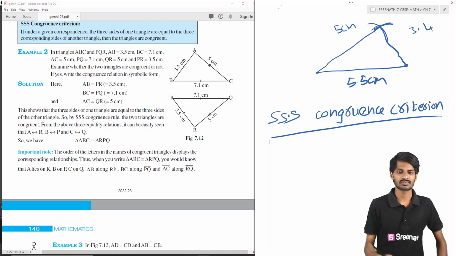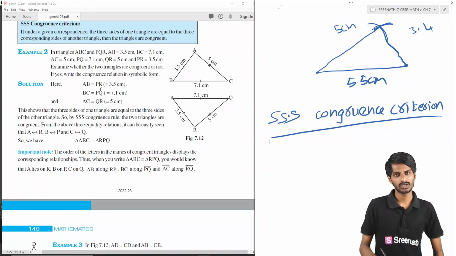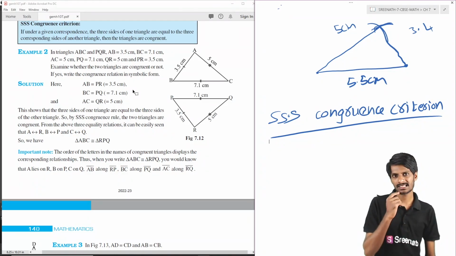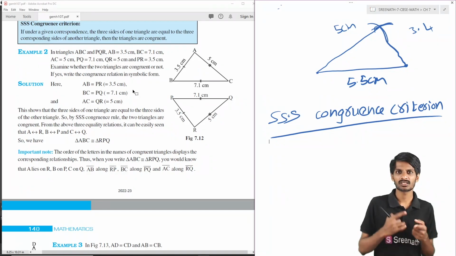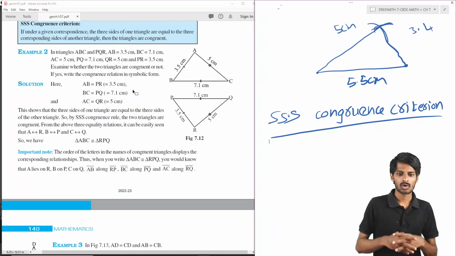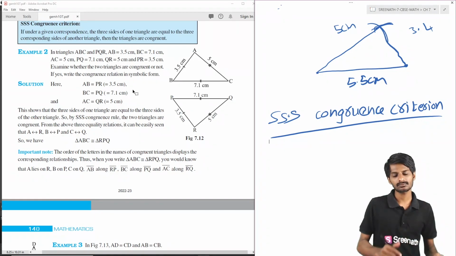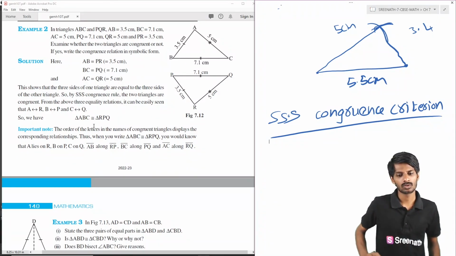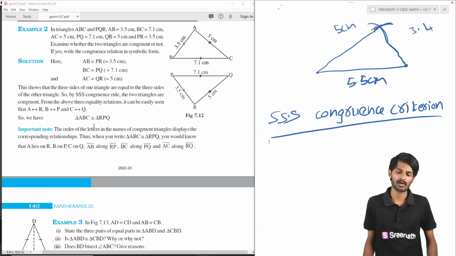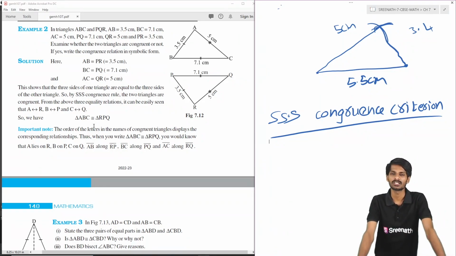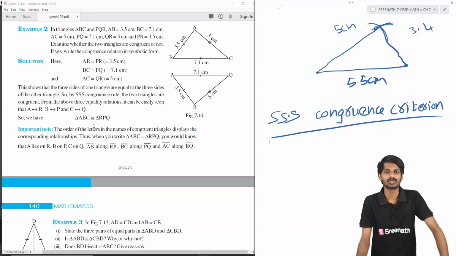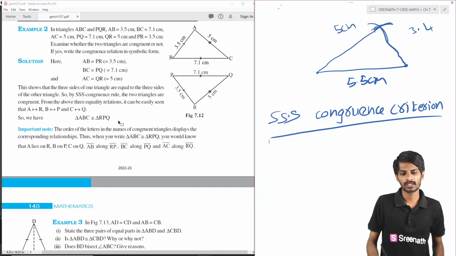Here we can clearly observe that AB length is equal to PR length, that is 3.5 centimeters, and BC length is equal to PQ, AC length equal to QR. So whenever the three side lengths are equal, we say that the triangles are congruent. According to the triple S congruency rule, the two triangles are congruent students.